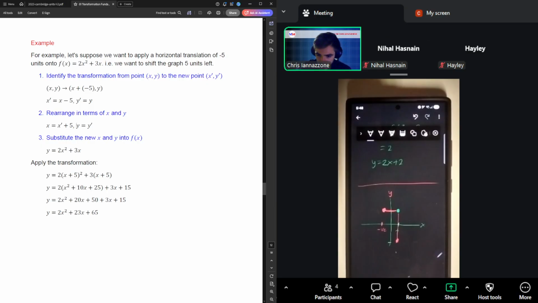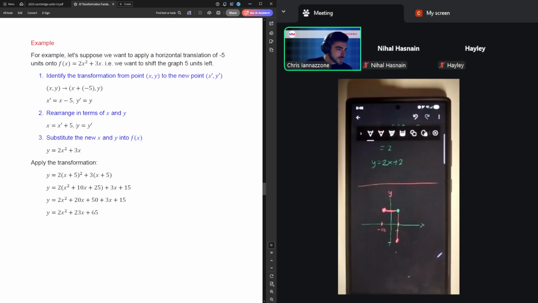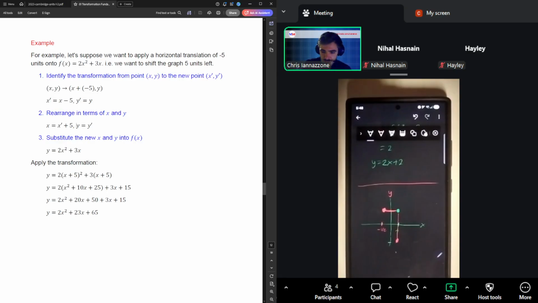Oh, question, can I show the dilation steps again? Yeah. I'll just quickly finish up this example and we'll go back to the dilation steps.